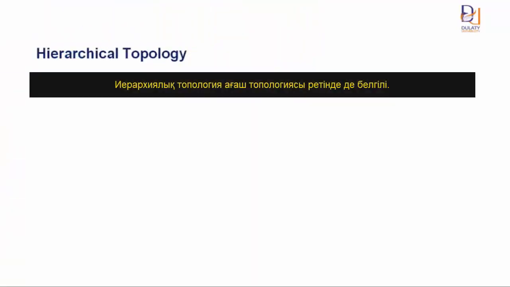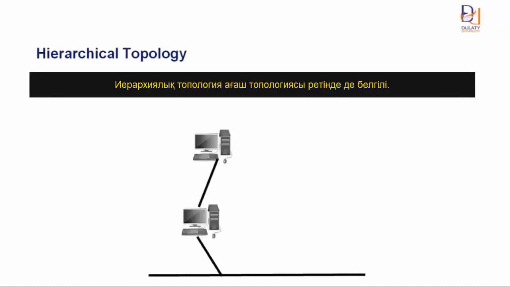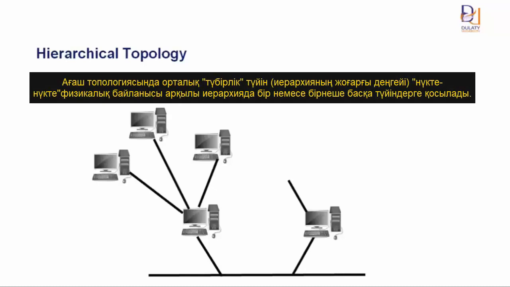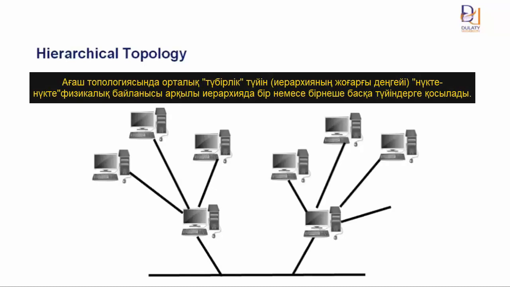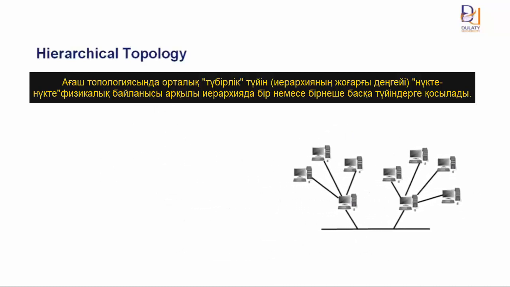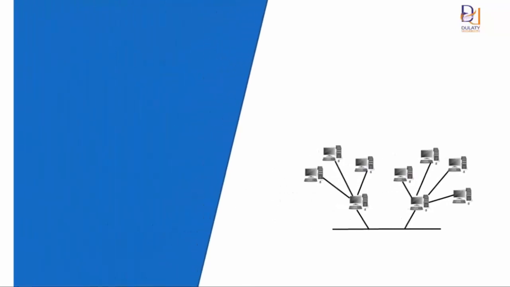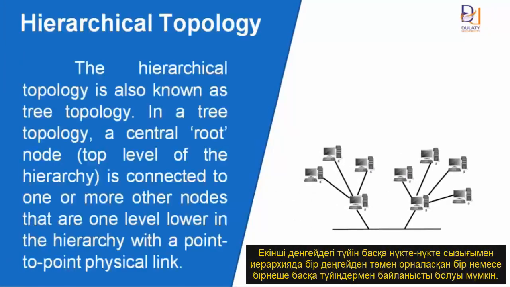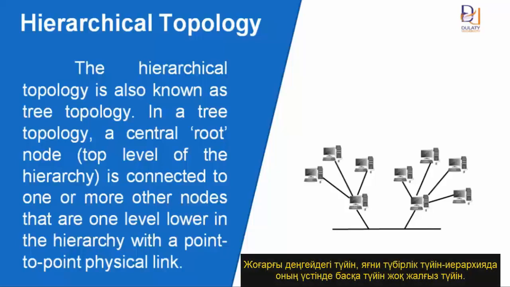The hierarchical topology is also known as tree topology. In a tree topology, a central root node is connected to one or more other nodes that are one level lower in the hierarchy with a point-to-point physical link. The second level nodes may also be connected to one or more other nodes that are one level down in the hierarchy with another point-to-point link. The top level node, that is the root node, is the only node that has no other node above it in the hierarchy.